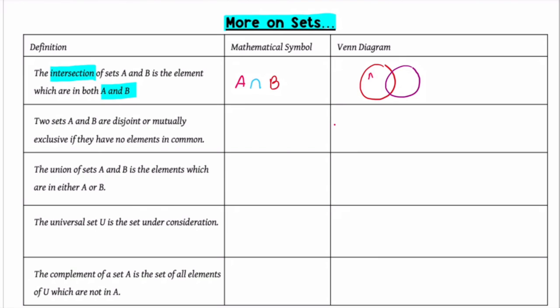Call this set A, set B. The intersection is what they both have in common, which would be this piece here. This is A intersection B.